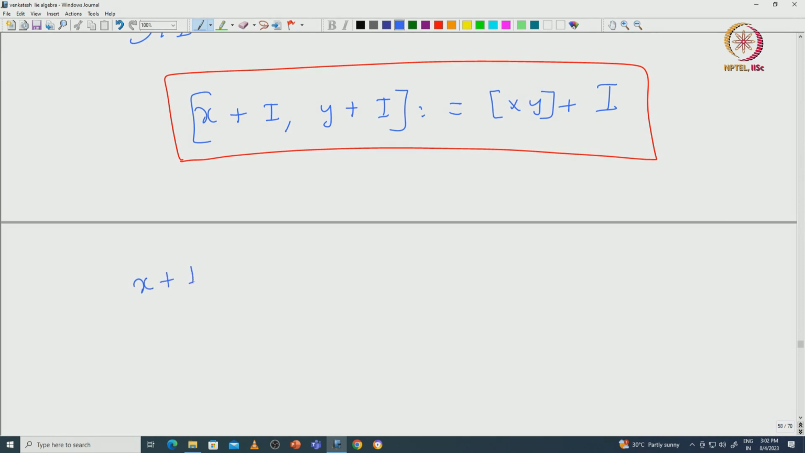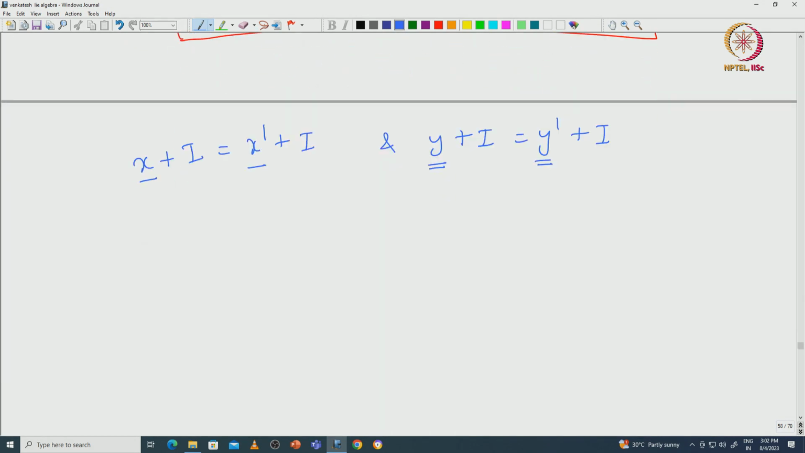Suppose x + I = x' + I and y + I = y' + I. That means these two cosets are equal. So we have two different representatives for the first coset, and for the second coset again we have two different representatives. Then we want to say that the bracket [x, y] + I should be the same as the bracket [x', y'] + I.